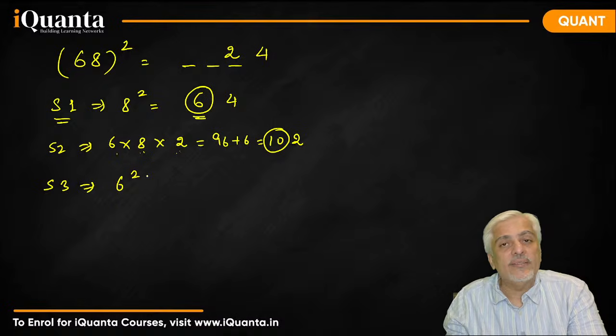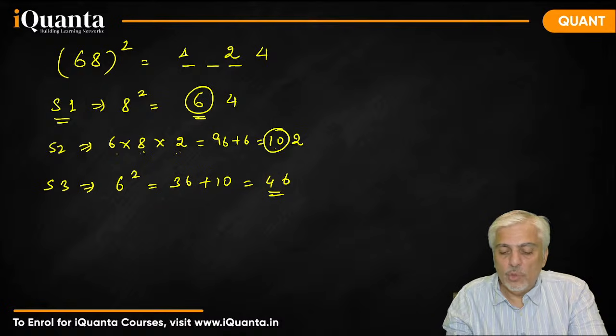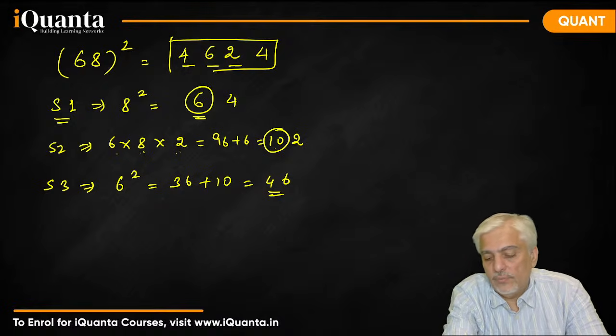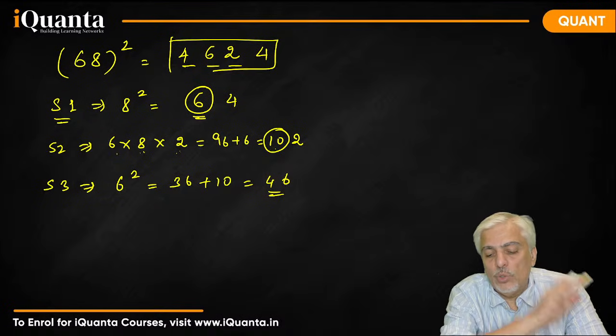Step 3. 6 square, 36 plus the 10, 46. 4624. Did you all understand now? Check properly. Everybody understood? Slowly I went through the whole thing one more time.